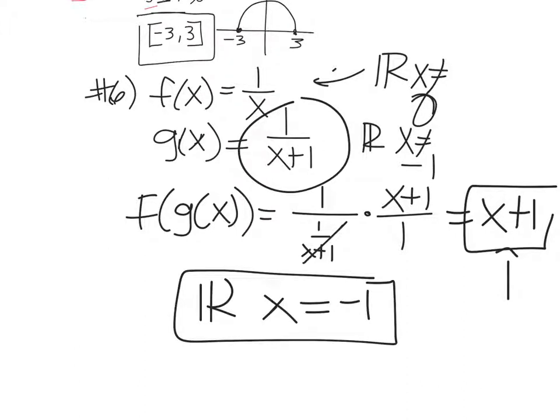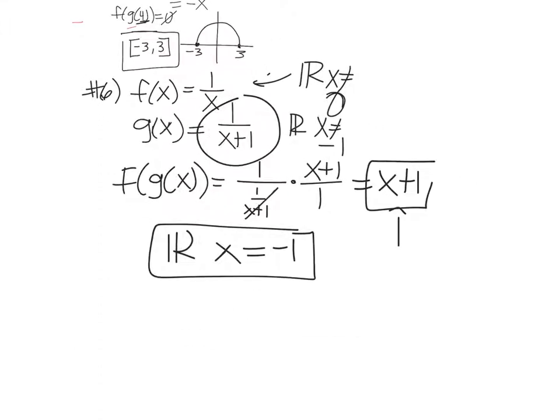They'll find out what f of g of x is, find the domain of this, and be like, oh, cool, it's all real numbers. But if you try to evaluate f of g of negative 1, you're not allowed to. So it's not all real numbers. It's all reals except for negative 1, because you'll get 1 over 0.